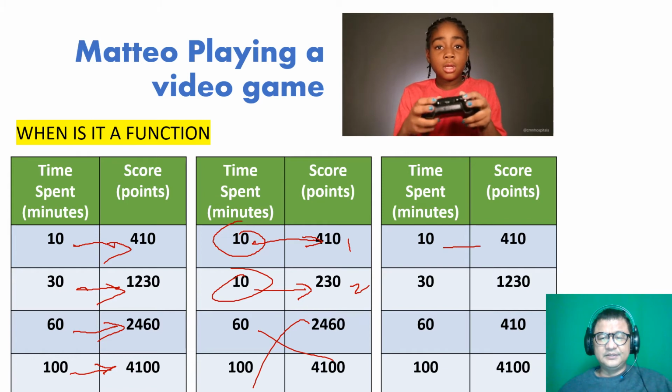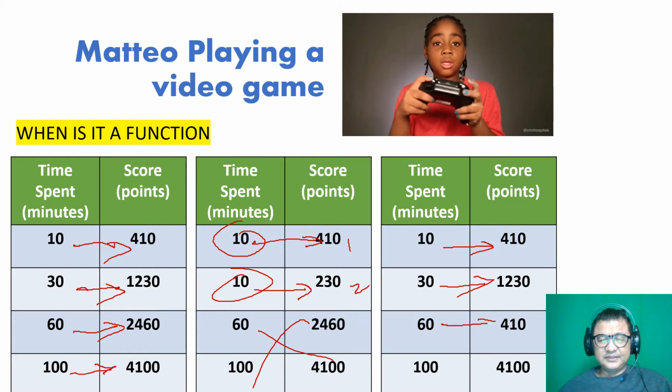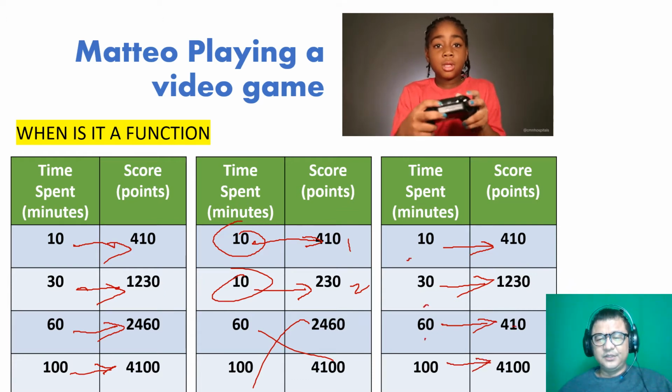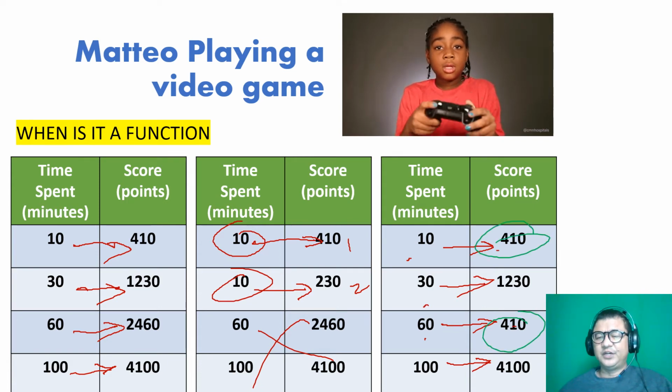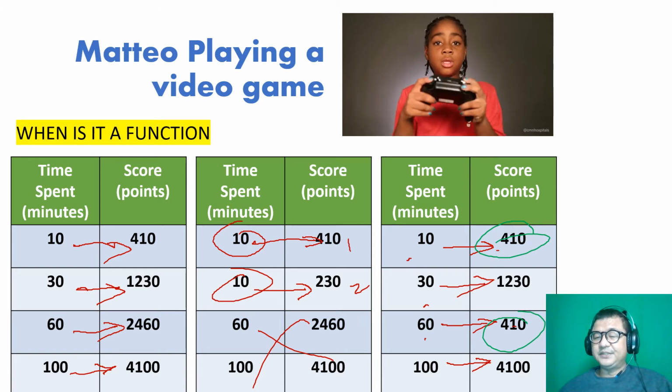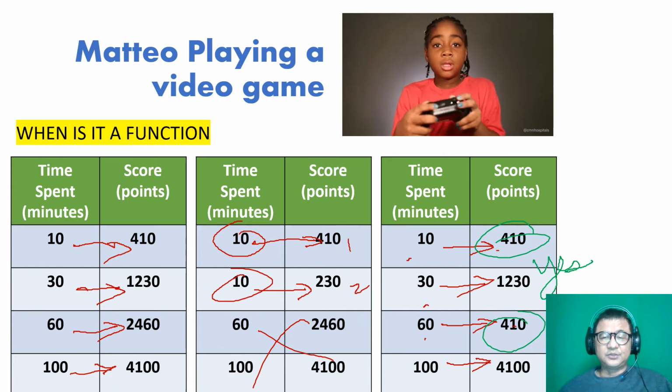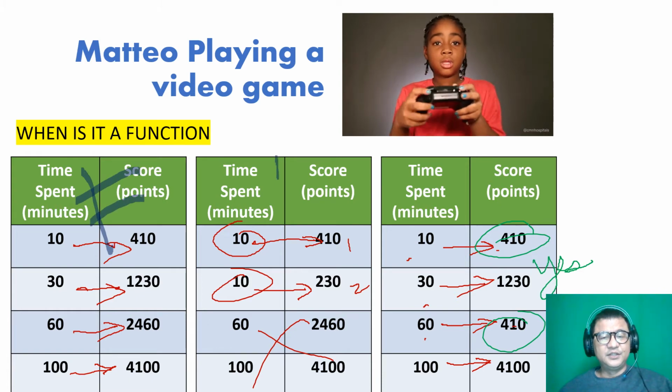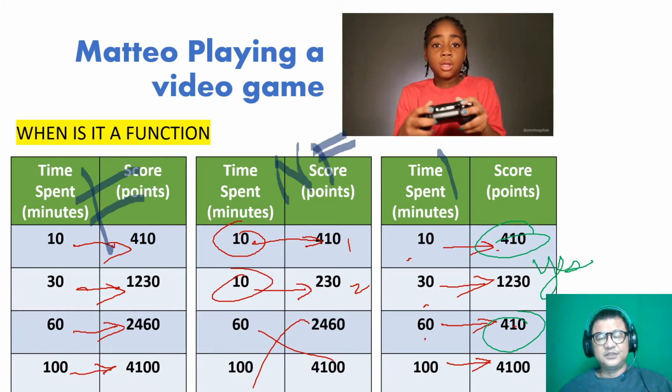How about this? 10 has a result. 60 has a result. 10 has a result. Okay? Each input has only one. But one kid asked, how come we repeated 10? Can the y repeat itself? Yes, the y can repeat itself as long as one input has exactly one output. So what can we say? Which of the following are functions? The functions are this one. Not a function. This is a function.